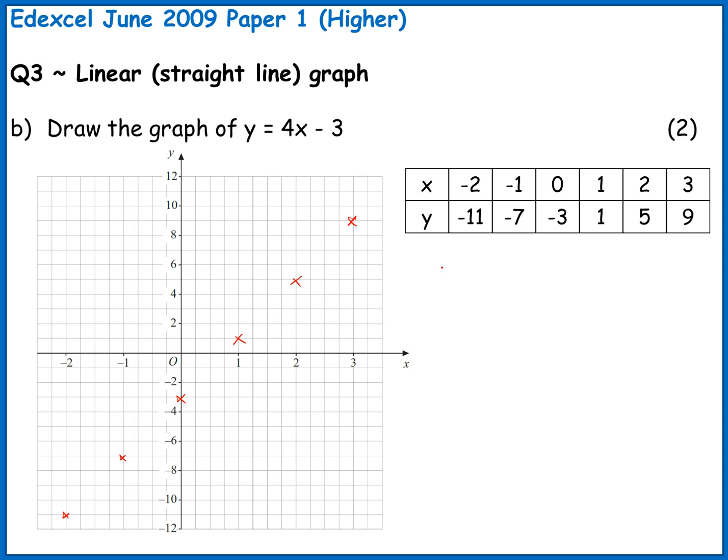To get the second mark, you need to make sure that you draw a nice line through them as straight as you possibly can. I'm not sure how straight I'll get this on here, but obviously you will have a ruler to do it in your exam. It's a lot easier on a bit of paper. But you get the general picture. You should have a straight line going through all of those points.